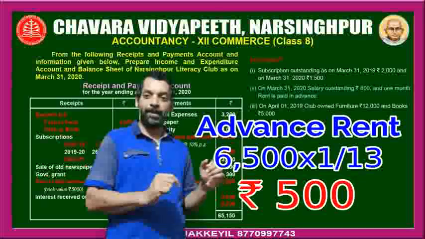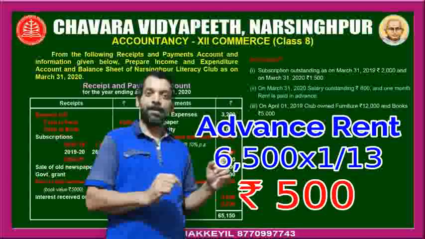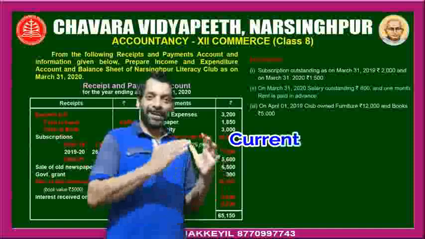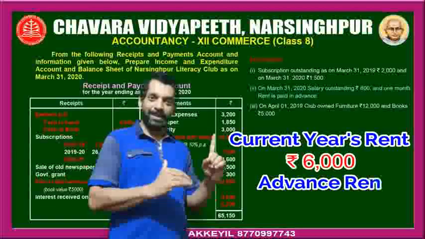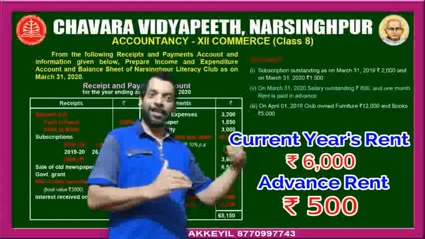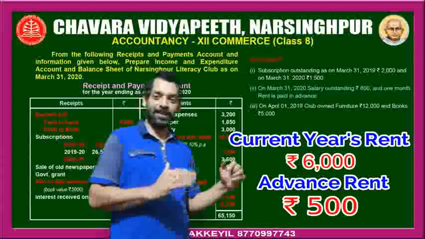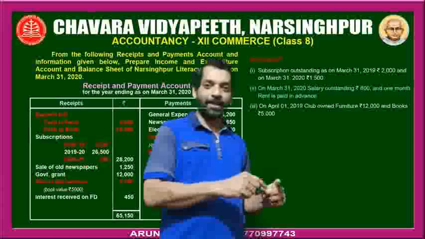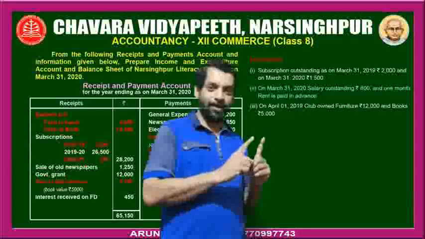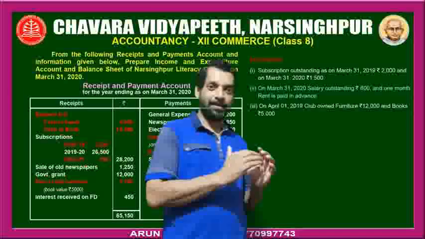6,500 divided by 13 equals rupees 500. So current year's amount of rent is only 6,000. One month's rent, 500, is paid in advance, belonging to next year. We don't take it into the current year. Clear? Third adjustment. On April 1, 2019, again see the date, April 1, 2019, opening date.